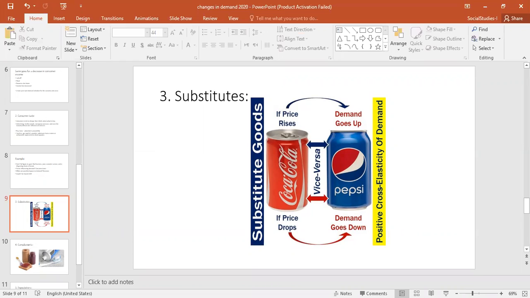Substitutes have an inverse relationship between them, because if the price of one good rises, the demand for the other one goes up, and if the price of this one goes down, the demand for the other one goes down. So what would happen if the price of Pepsi goes up? What's going to happen to the demand for Coke? It will increase. Good. What happens if the price of Pepsi goes down? The demand for Coke will decrease. Exactly. So they're both affecting each other, kind of.